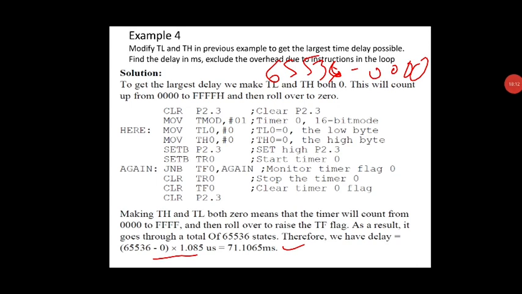Now you can change with different time intervals, so that you will end up with a different frequency. And the maximum value will be 71.1065 milliseconds. I hope this concept will be clear for you. In the coming class we'll see some more examples, so that it will be more convincing for you. Thank you.